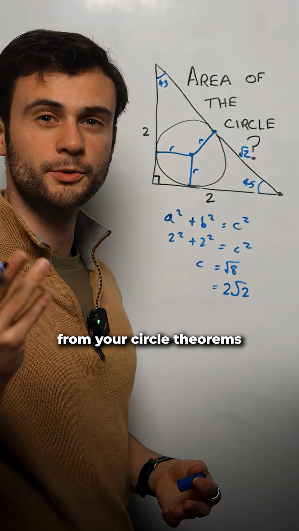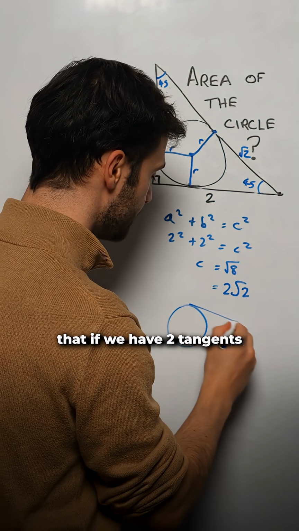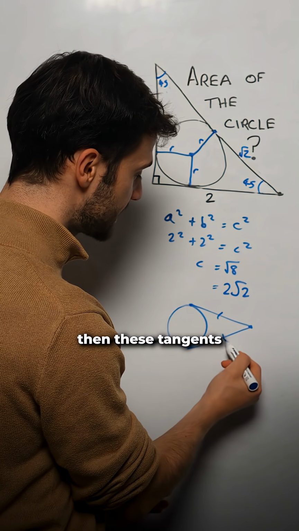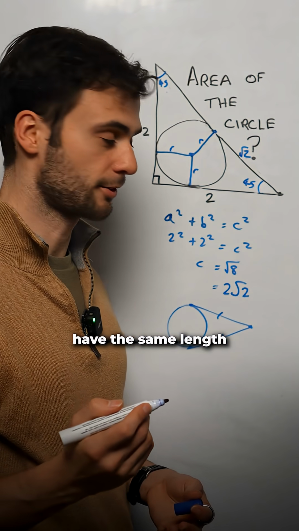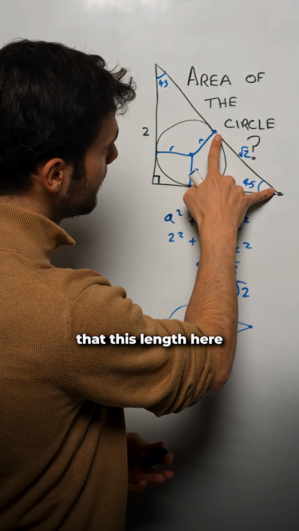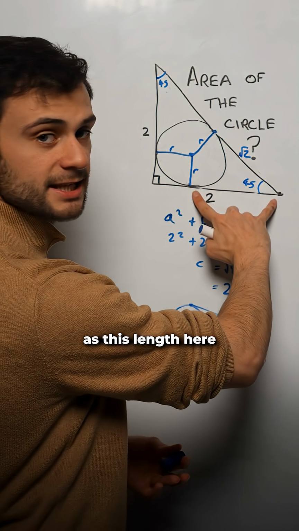And you may remember from your circle theorems that if we have two tangents to a circle that meet at a point, then these tangents have the same length from the point on the circumference to the point that they meet. So that means that this length here is going to be the same as this length here.